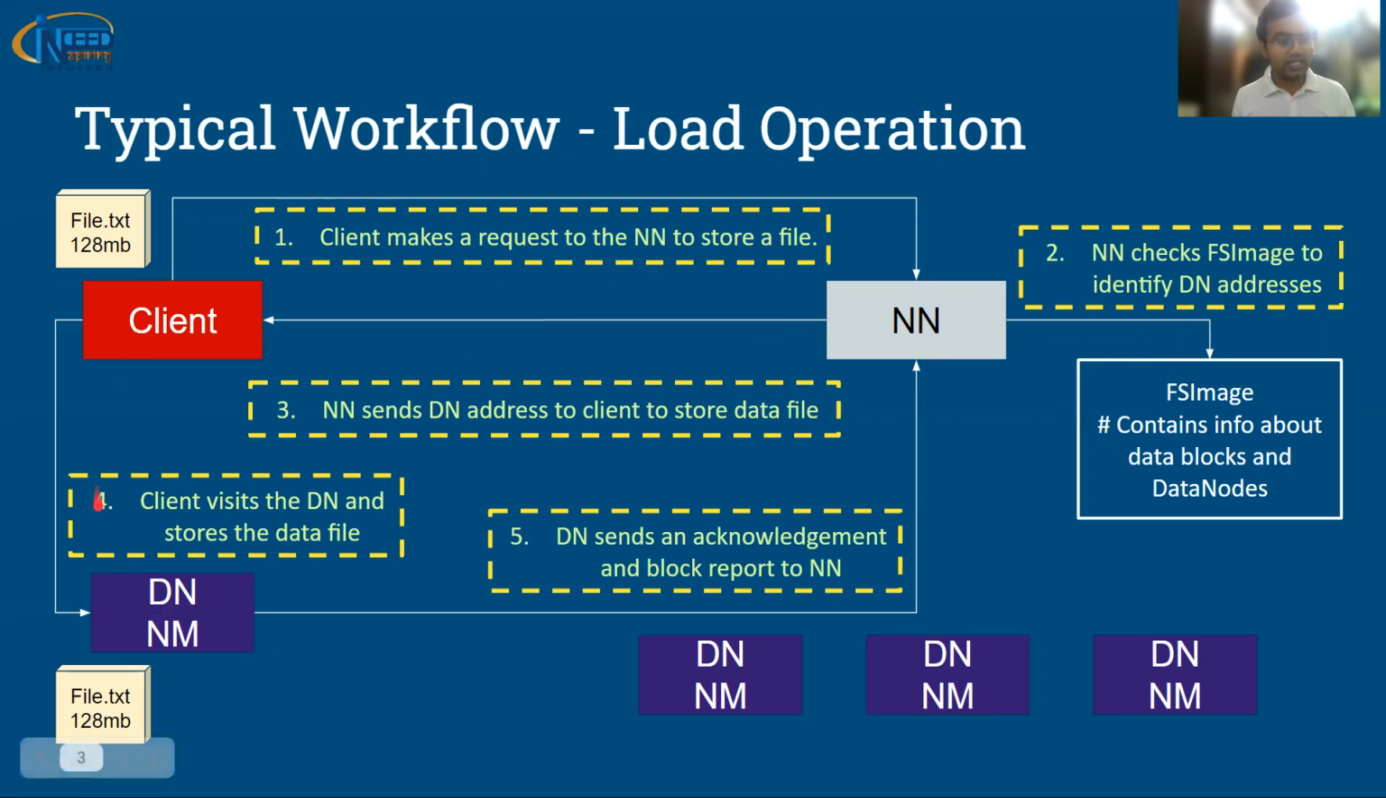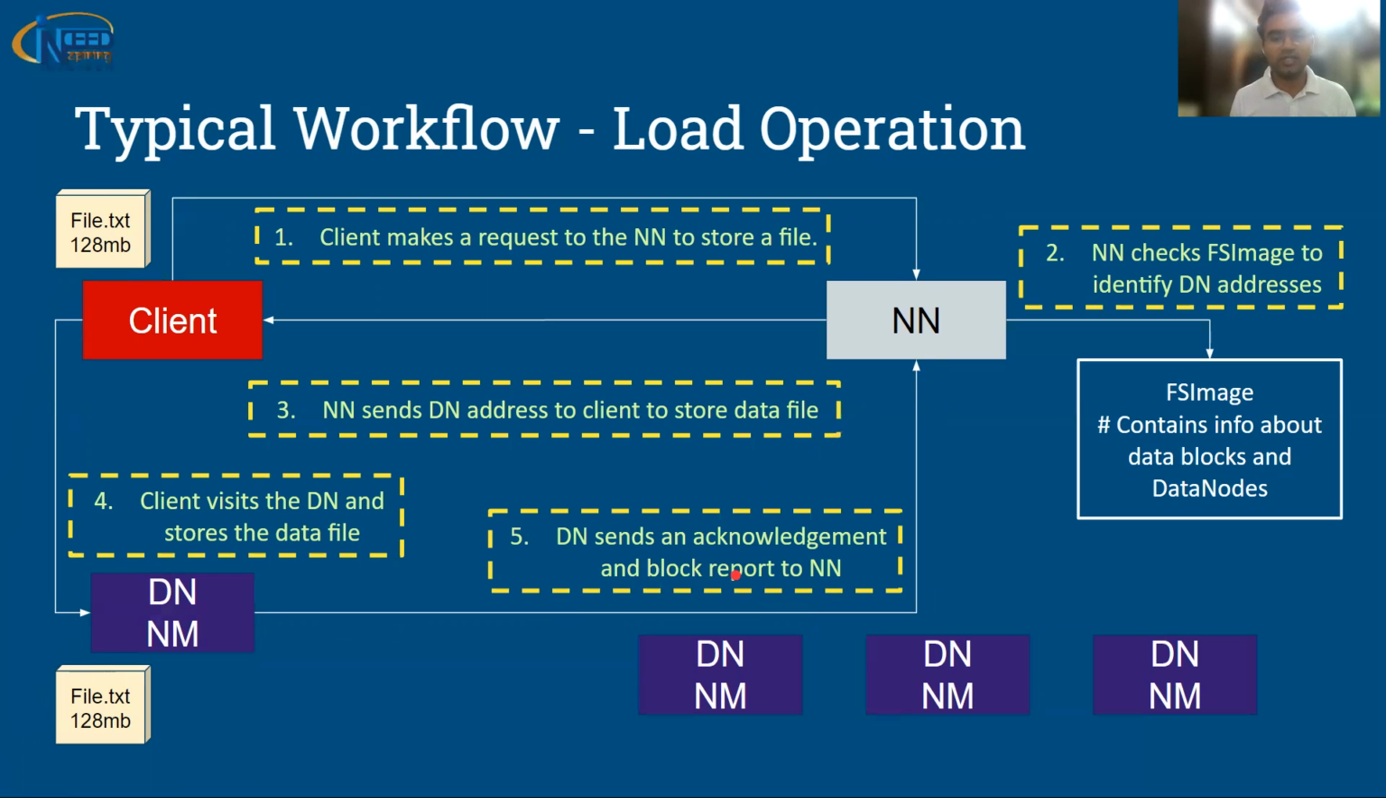So step 4 is client will go to a particular data node and write the data inside the data node. So you can see that file.txt was there with client and it is now written in this particular data node. After the data is written, the data node is going to send an acknowledgement to the name node. This is step 5. So this is how a basic load operation takes place.